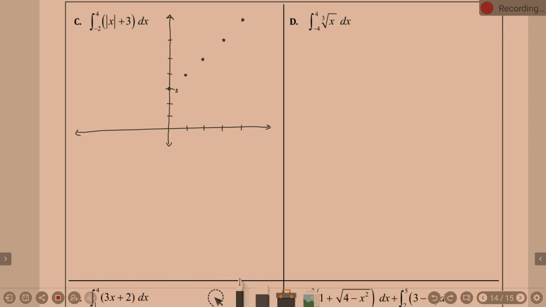Why did I go to that point? Because we had to go to 4. And then we also have to go to negative 2. So I'm going to work on the left side of the v. Negative 1, 4. Negative 2, 5. Maybe you don't need to draw it out like that dot by dot, but I do.